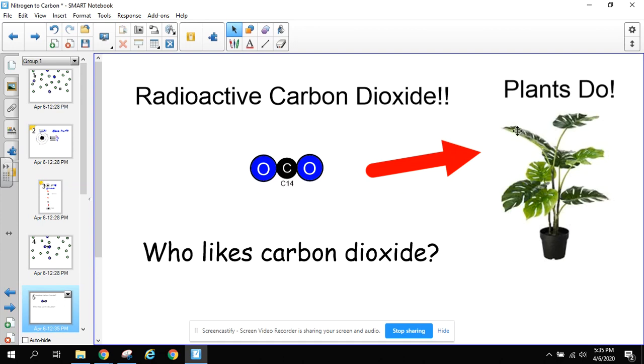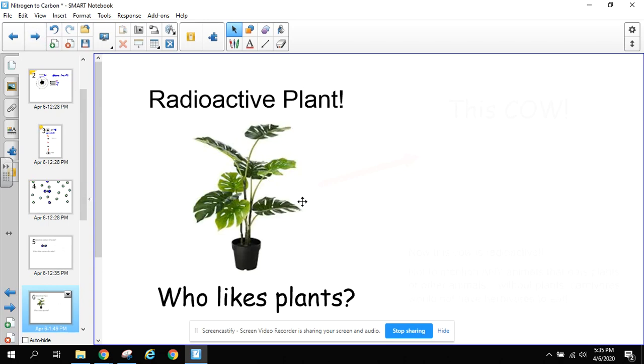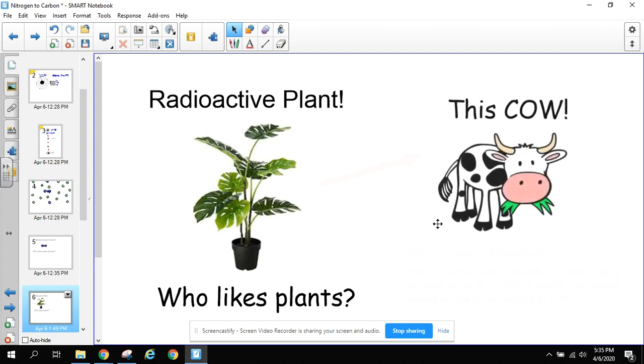That sugar might end up in the cell wall of the plant cells as cellulose. This plant is now radioactive. By the way, I should mention, the plant doesn't recognize it has a radioactive atom in it. It's just an atom as far as the plant is concerned. But to keep on going here, who likes plants? That's right. This cow likes plants.